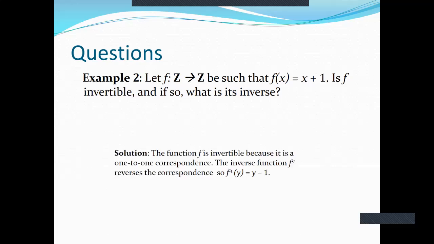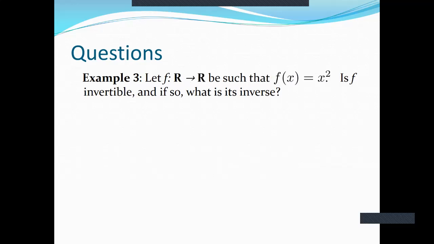Let's see. So definitely the function f is invertible because it is a one-to-one correspondence. The inverse f inverse of y is equal to y minus 1. So if f of x is equal to x plus 1, the inverse is y minus 1, right? And then you can always take some values and you can prove that.